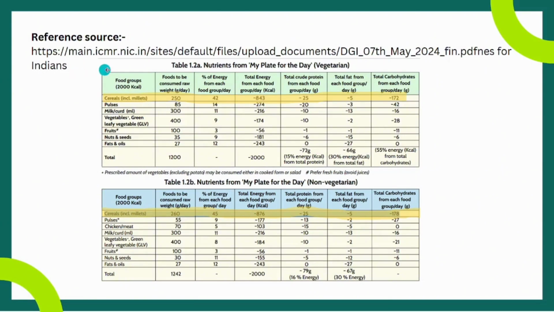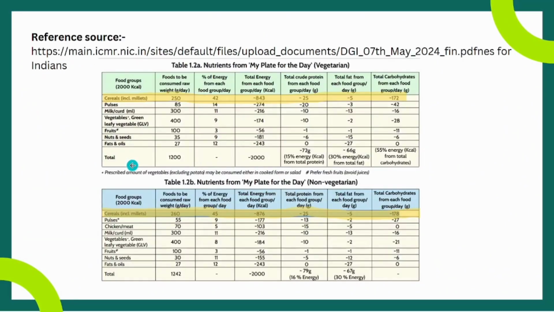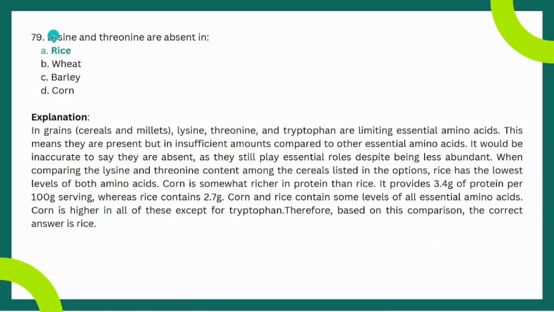For this question, the reference source is taken from the ICMR Dietary Guidelines for Indians 2024. Look at the table. These guidelines recommend taking 250 grams per day of cereals including millets, which is slightly lower than the recommended green leafy vegetables intake. But the energy provided by these 250 grams is quite more than other food groups. So cereals are considered as the best source of energy. Let's move on to the next question.